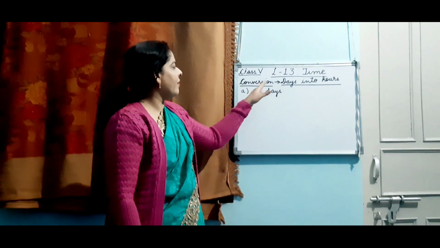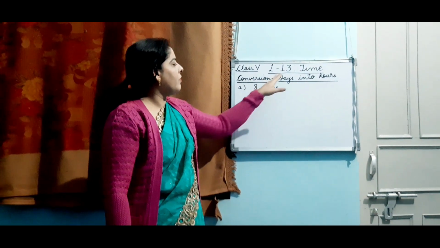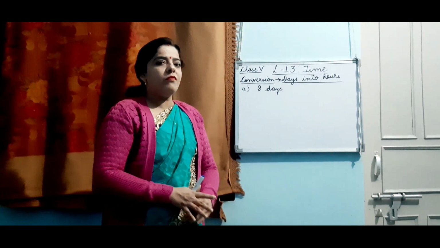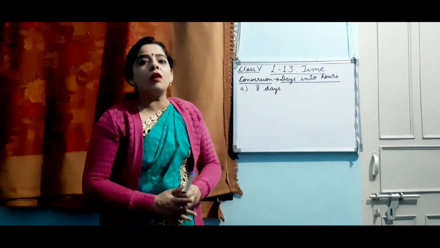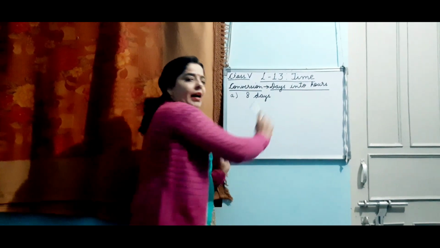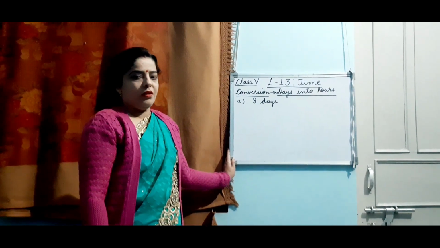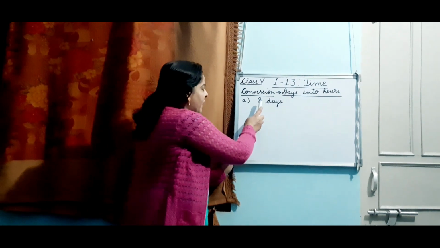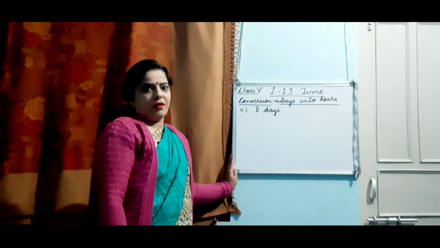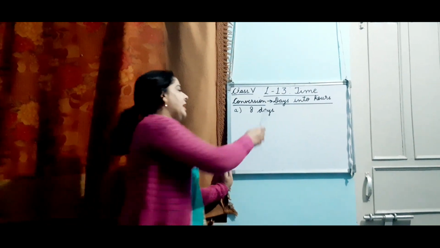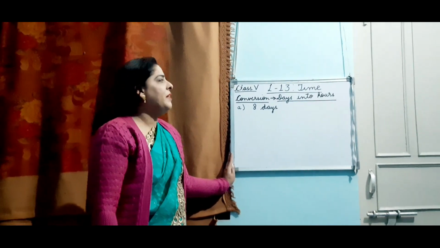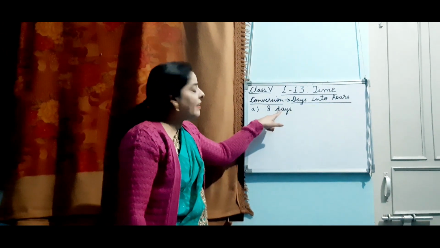Now here you can see we will learn how to convert days into hours. The first thing you should observe is which two units are involved in this conversion. So I can see days and hours are involved. Now what is given in the question? Is the bigger thing given or the smaller thing? First we decide whether a day is bigger or an hour is bigger. We all know a day is bigger than an hour. So here the bigger is given.